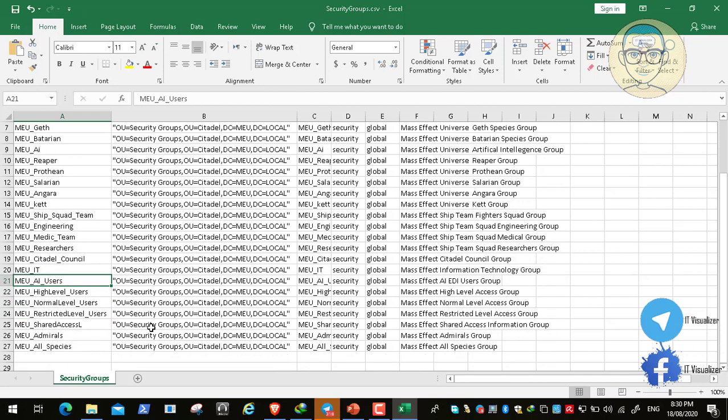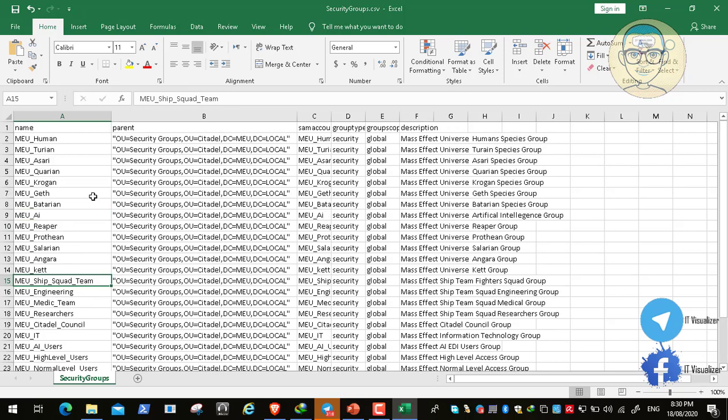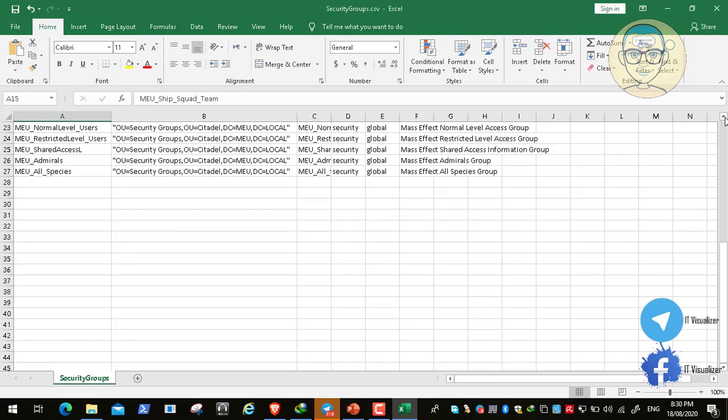And then we will have normal groups. For example, an IT group, we will have a group for the Citadel Council, we will have a group for the medic team, for the ship squad team. Okay, so as I said before, we can create Active Directory groups according to different criteria. One of them is to create them according to species, according to jobs, according to programs, and so on. So here we will group users according to their species, according to their jobs, according to the programs that we will use.